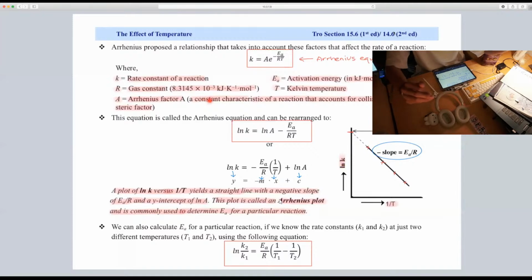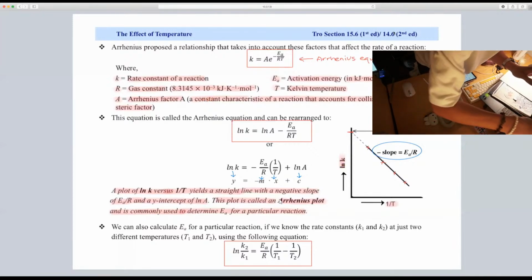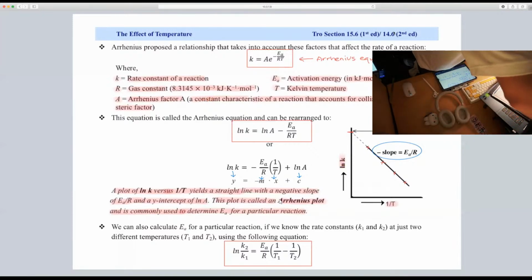This constant is unique. Each reaction has a unique constant value, and this Arrhenius factor A accounts for the collision frequency and steric factor. So this is a mathematical equation that makes all the factors work together.